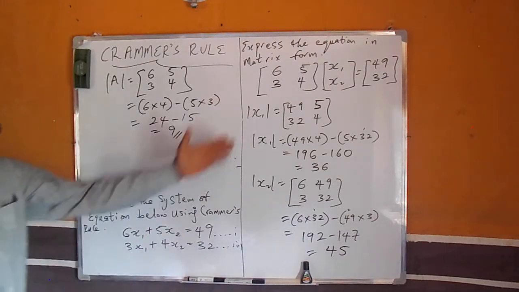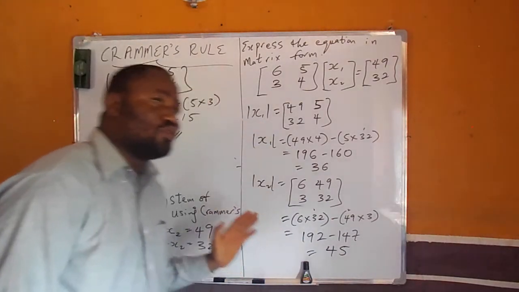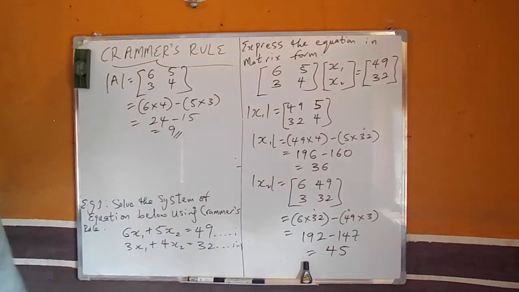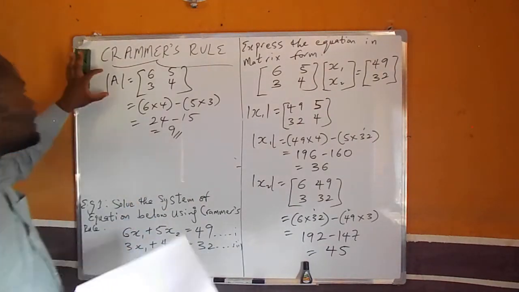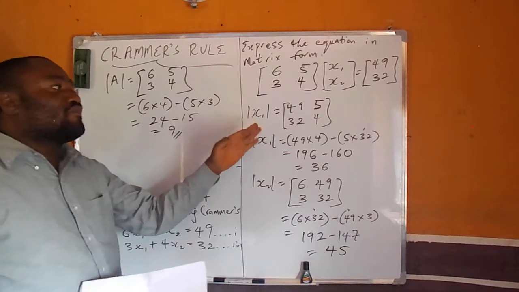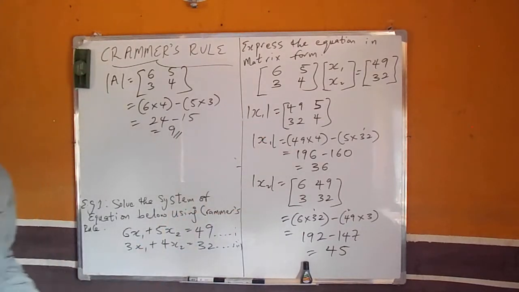Now we have the determinant of x1, the determinant of x2, and the determinant of A. In substitution, you can even solve the determinant of A first before solving for the determinants of x1 and x2.